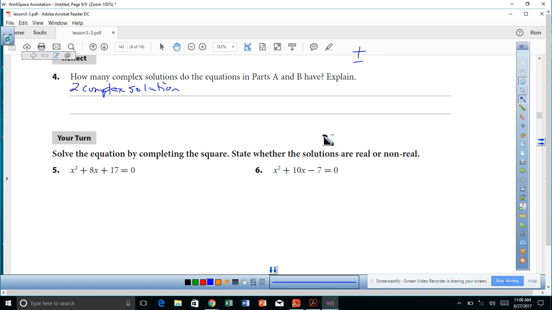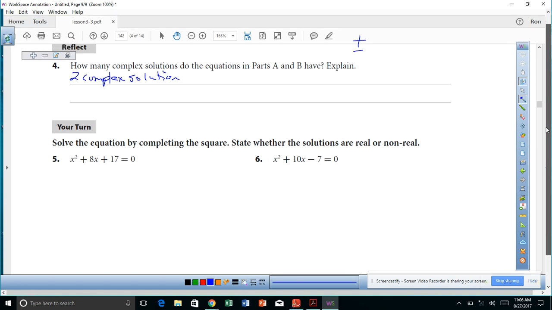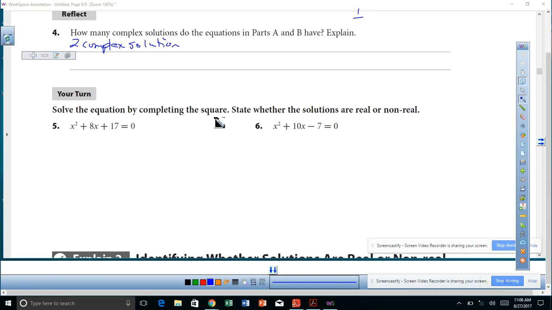Number 5. Solve the equation by completing the square. State whether the solutions are real or non-real. So what do we got here? We have x squared plus 8x plus 17 equals 0. So we're going to subtract 17 from both sides. And that gives us x squared plus 8x equals negative 17.